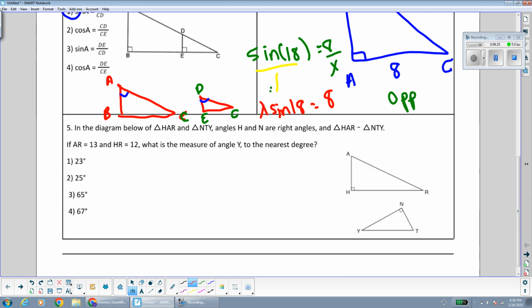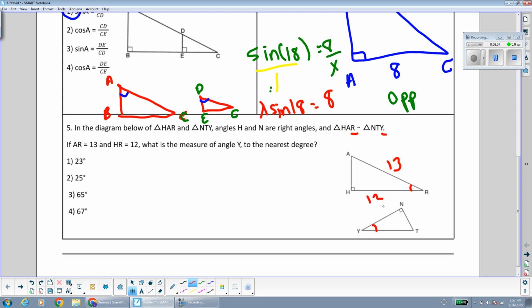We have similar triangles. AR is 13. HR is 12. Since Y corresponds to R, and they're similar triangles, those angles are congruent. And since the triangles are similar, corresponding sides are proportional. So the ratio for angle R and angle Y are the same. So if I find it for angle R, that will give me angle Y.